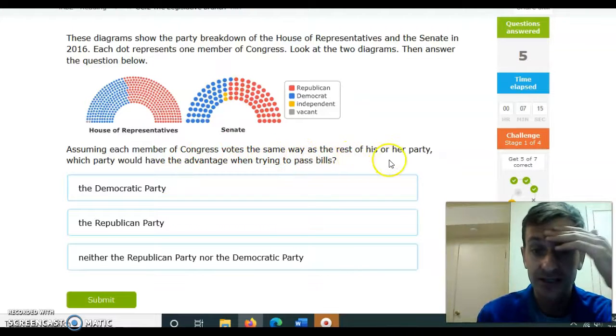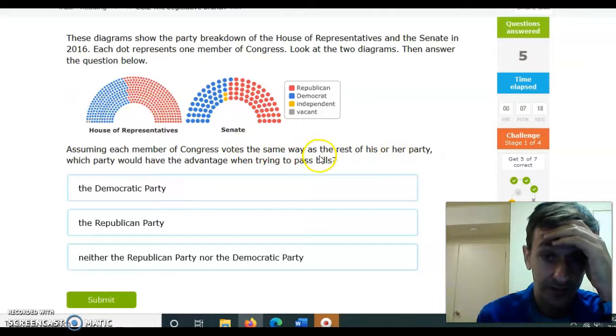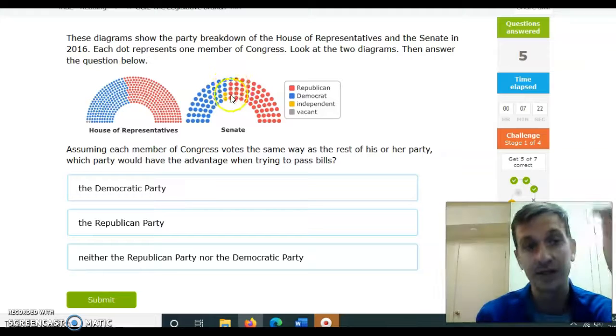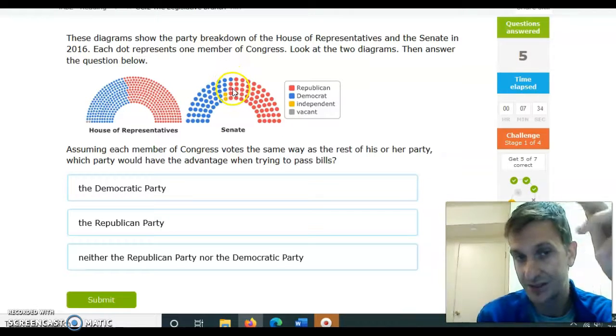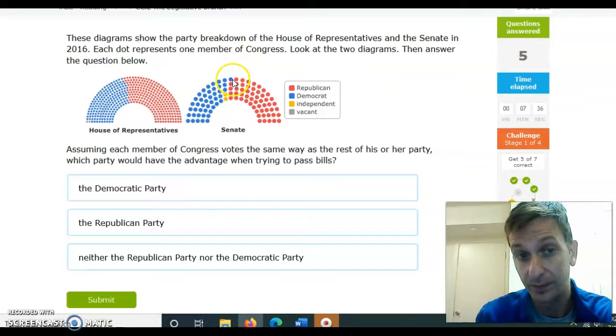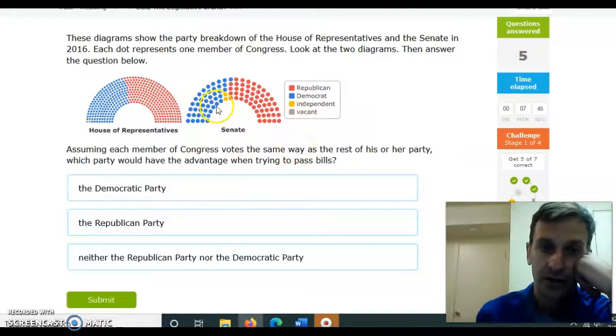Assuming each member votes the same way as the rest of their party, which party will have the advantage? Alright, so this gets a little tricky. Now, I don't know how they're interpreting this, but this is how we're going to interpret it. Are there more Democrats than Republicans? Yes. And no. It's a tricky one. If we put this blue over here, there's going to be more Republicans than Democrats. But there are 2 independents. Which way do these 2 independents tend to vote?